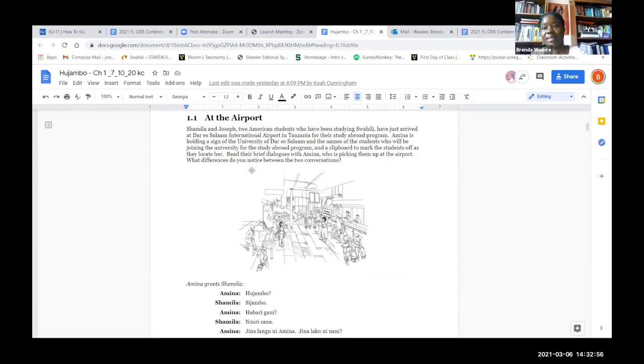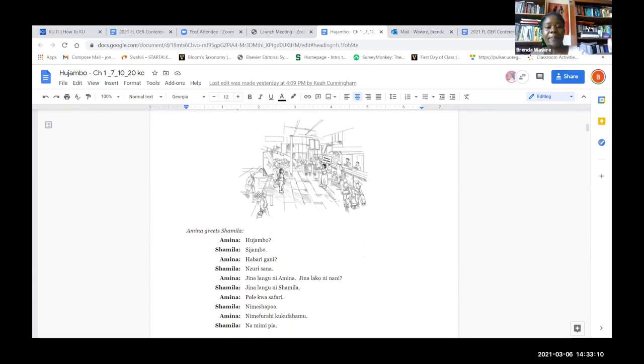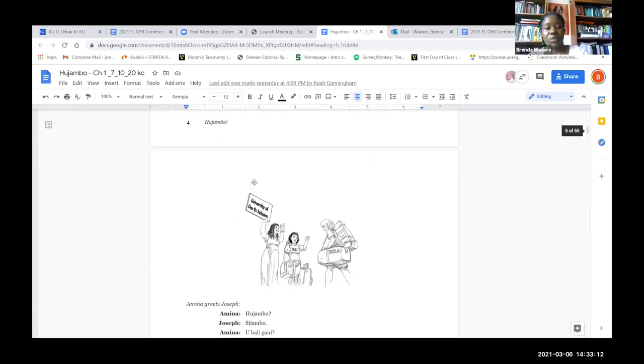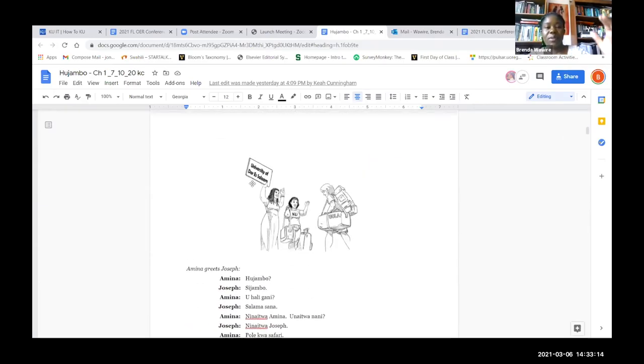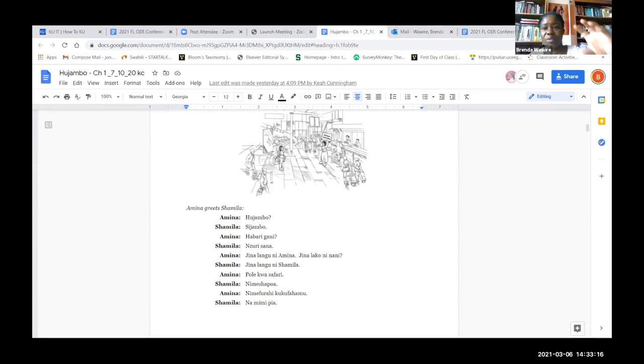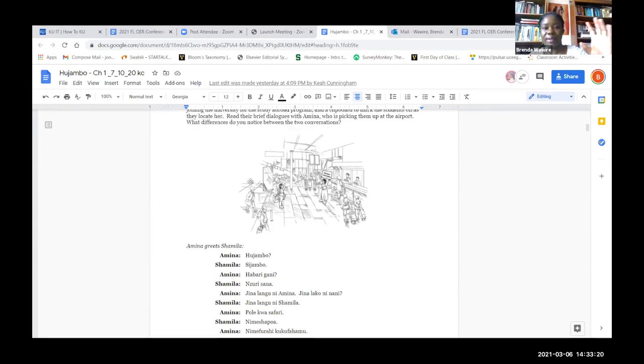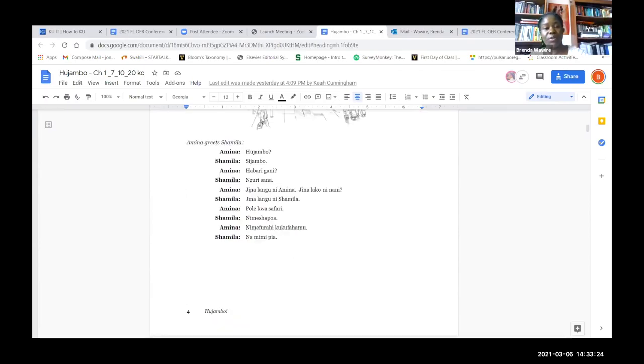So students are going to study abroad in East Africa. They travel, and they're at an airport in Dar es Salaam. They're being met by their host family. So they greet them, introduce themselves, and then travel to go and meet their host family. Each unit is split into at least five subsections within a module.